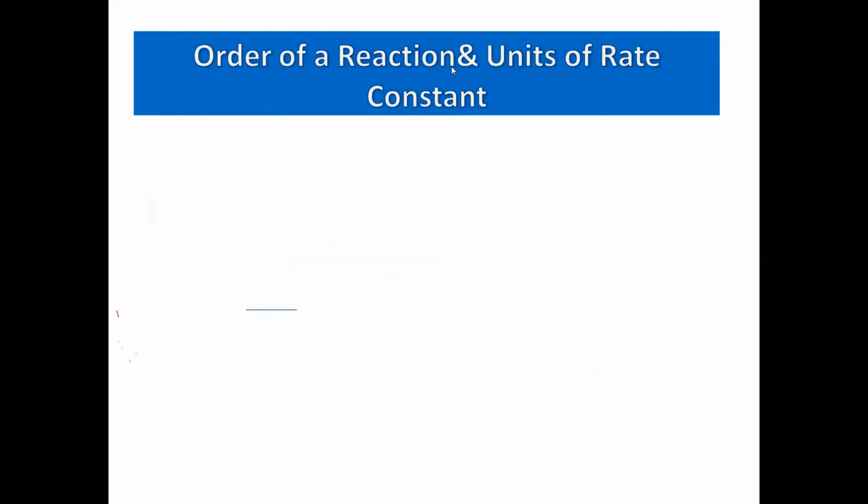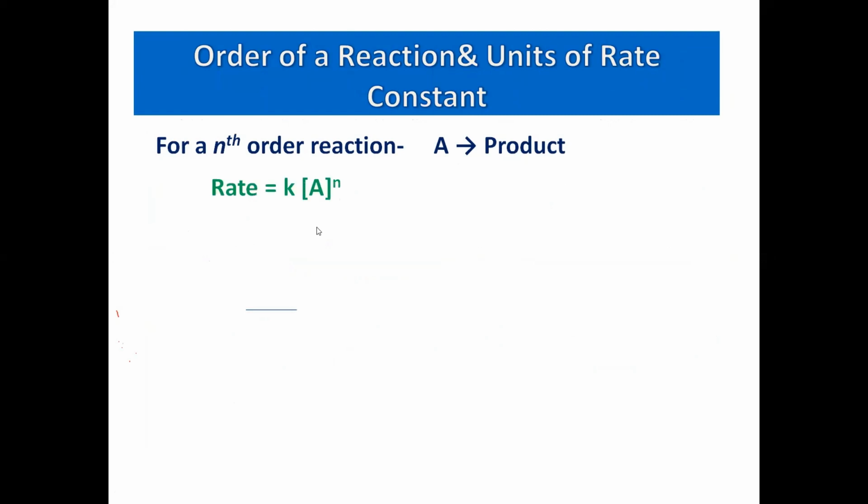Now, order of reaction and units of the rate constant. Very simple equations for an nth order reaction. Let's say A is giving you a product P. This is a general reaction I have written here. A is forming a product P, right? So now the rate for this reaction can be written as the rate constant times the concentration of A raised to the power n. This is the rate law I have written. Consider that this is the rate law which I have determined from the experiment for this particular reaction. So rate equals k times A raised to the power n.